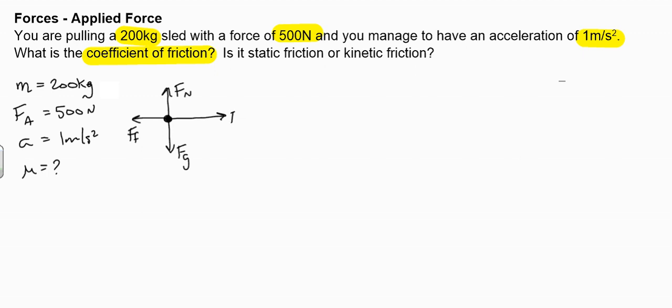So I'm going to make this right vector bigger. And I'm going to put little marks on here so I know these two are equal to each other. That's the free body diagram. Not a whole lot to it.